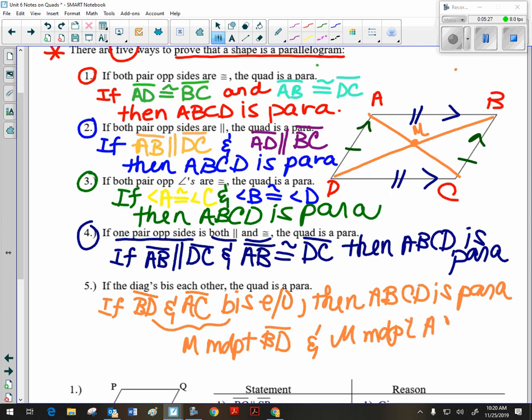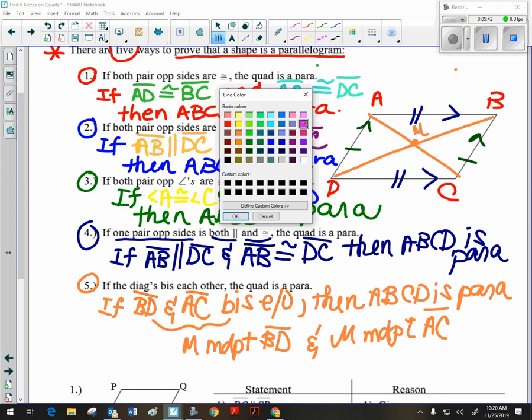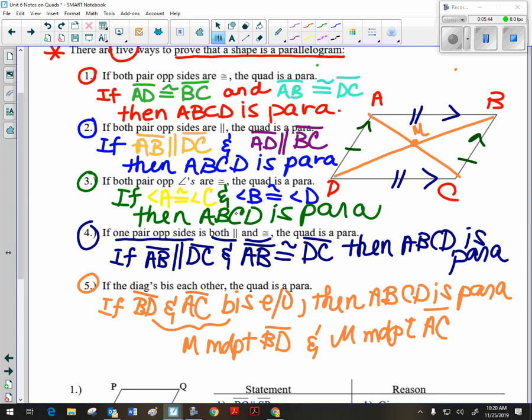So there's two things that I have to show in there if I choose to use that reason. Of all of the ways to prove that we have a parallelogram, there are three that you're going to use most often. Doesn't mean that you're going to use them all the time, but the ones that I see occurring most often are number 1, number 2, and number 4. So those are the three that you're going to be most likely to use.